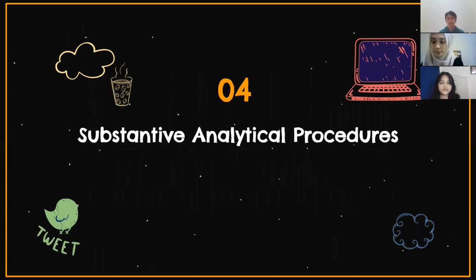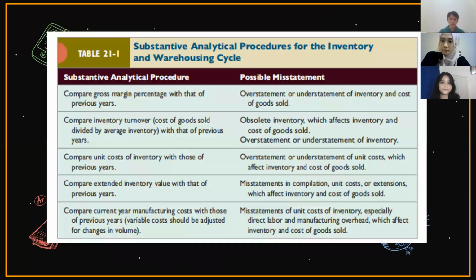Number 4, substantive analytical procedures. Substantive analytical procedures for the inventory and warehousing cycle, and possible misstatements. Compare gross margin percentage with that of the previous year for possible misstatement, overstatement, or understatement of inventory and cost of goods sold. Compare inventory turnover, cost of goods sold divided by average inventory, with that of previous years, for possible misstatement, obsolete inventory which affects inventory and cost of goods sold, overstatement or understatement of inventory.